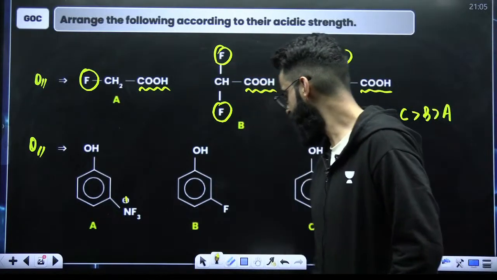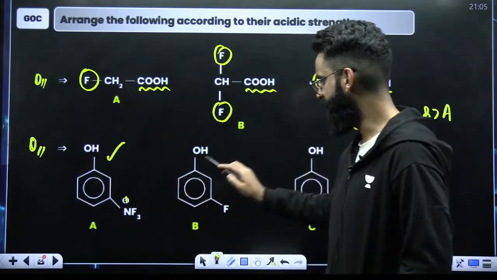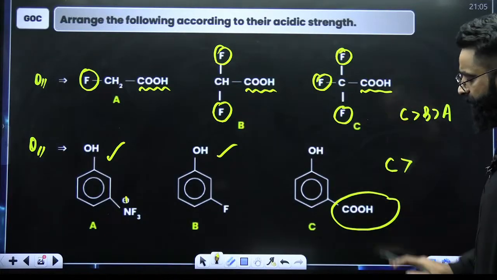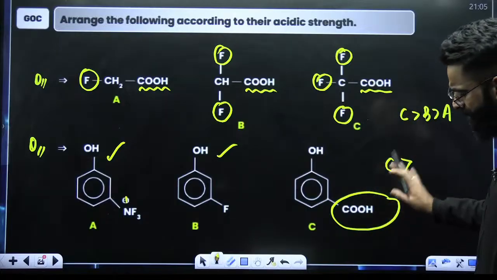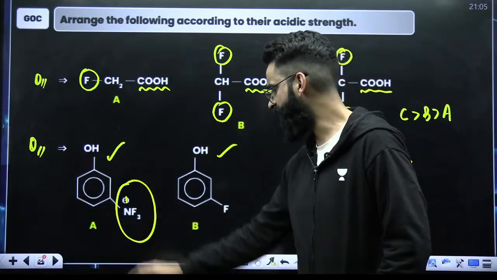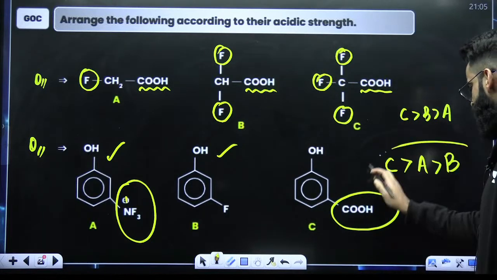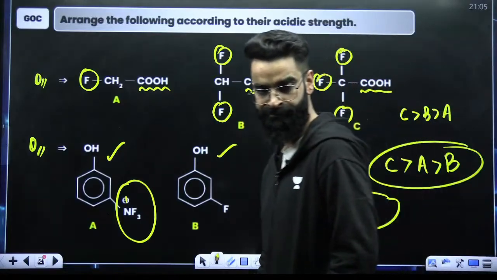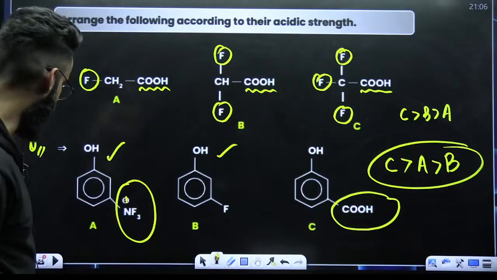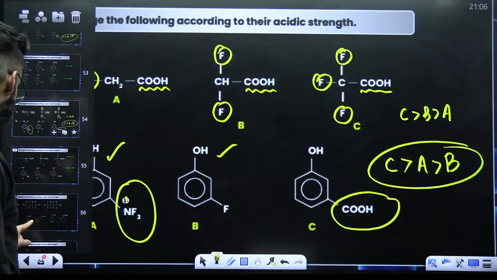This is NF3 positive. Okay, here is the catch. See guys, this is your phenol. This is also your phenol. But this is your carboxylic acid. So C is going to be maximum acidic first of all. Carboxylic acids are the most acidic. Now, among B and A, this is more withdrawing. If NF3 is positive, it is more withdrawing. So A would be more acidic than B. So this is the acidic strength order: C, A, B. Right? Perfect, guys. I hope this is clear.